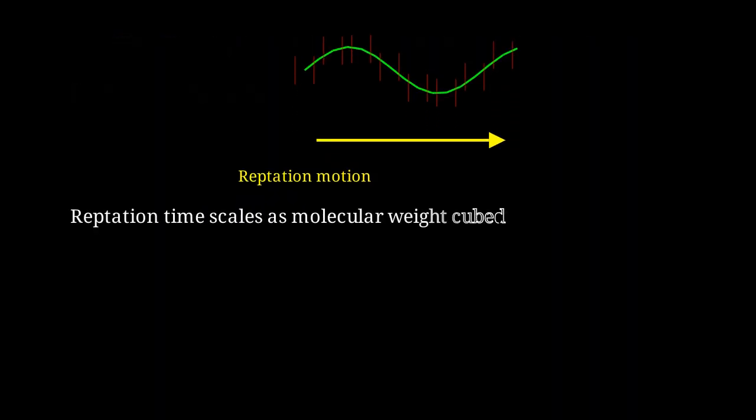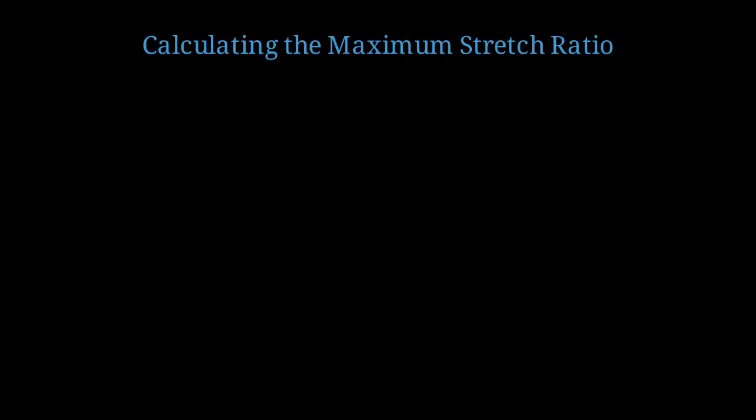The time required for a chain to escape its tube scales as the molecular weight cubed. This strong dependence means that longer chains take much longer to relax. Tau reptation is proportional to M cubed, where M is the molecular weight. During aging, proteolytic enzymes break down long casein chains into shorter fragments. The cubic dependence on molecular weight means that even modest decreases in chain length dramatically reduce the relaxation time, making aged cheese more brittle. Let's calculate how much we can theoretically stretch cheese before it breaks.